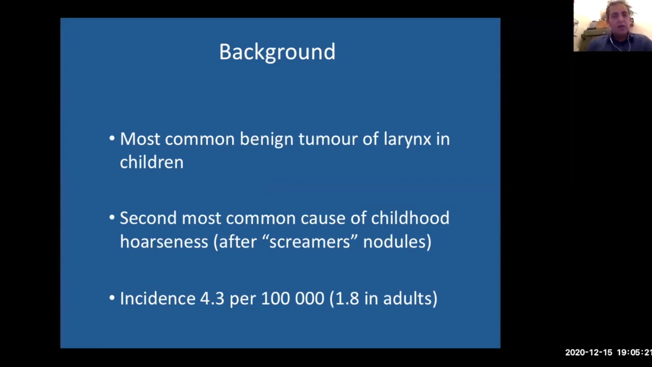As a background, RRP is the most common benign tumor of the larynx in children. It's the second most common cause of childhood hoarseness after squamous nodules, so it should always be in the back of your mind, and that's also why it's such an important exam topic. The incidence is 4.3 per 100,000 in children and slightly lower at 1.8 in adults.